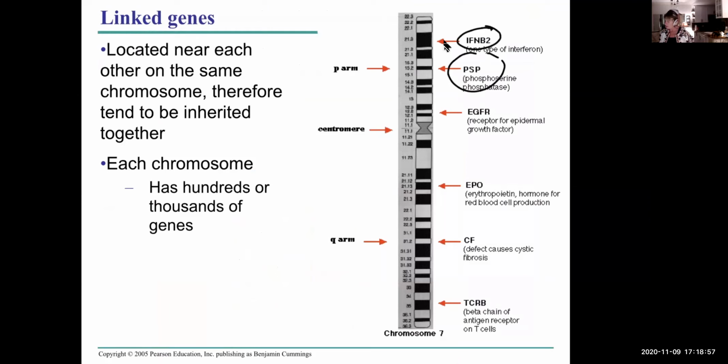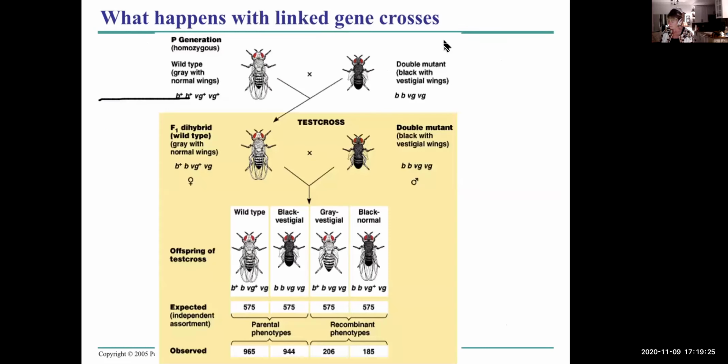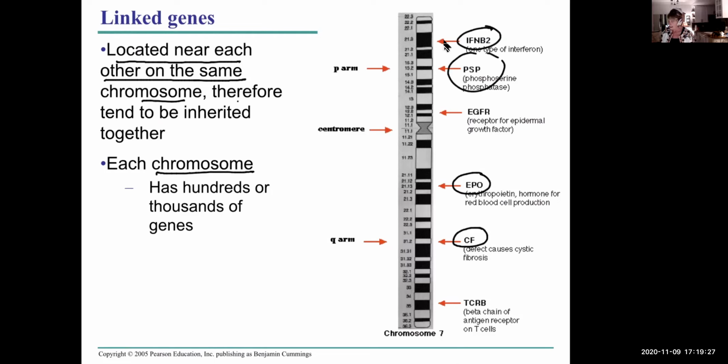But here's a gene for erythropoietin, for example. That's a hormone for red blood cell production. And here's a gene that causes cystic fibrosis on the same chromosome. So they could be inherited together. Each chromosome has hundreds or even thousands of genes. So these linked genes are located near each other on the same chromosome, and therefore tend to be inherited together, but not always.